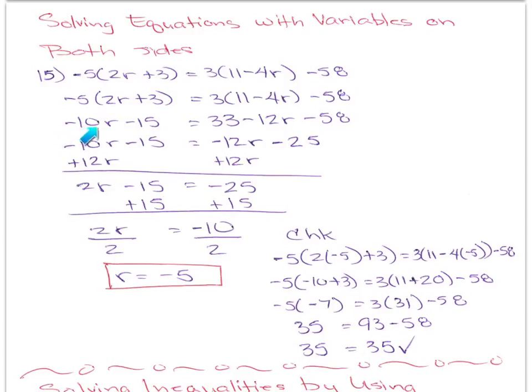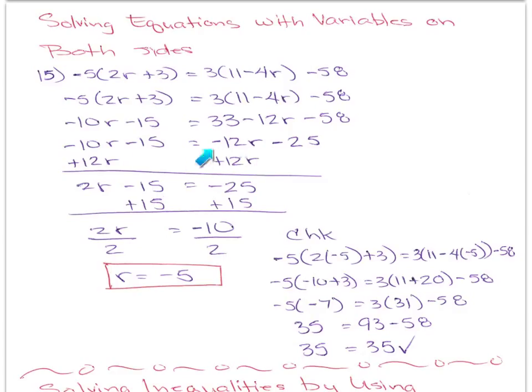We end up with negative 10r minus 15. Negative times a positive gives us a negative 15. Equal to 3 times 11, which is 33, minus 12r, that is 3 times negative 4r gives you a minus 12r, minus 58. On this right-hand side, we can combine 33 minus 58. That will give us a negative 25. So now the right-hand side is negative 12r minus 25. That's equal to negative 10r minus 15.